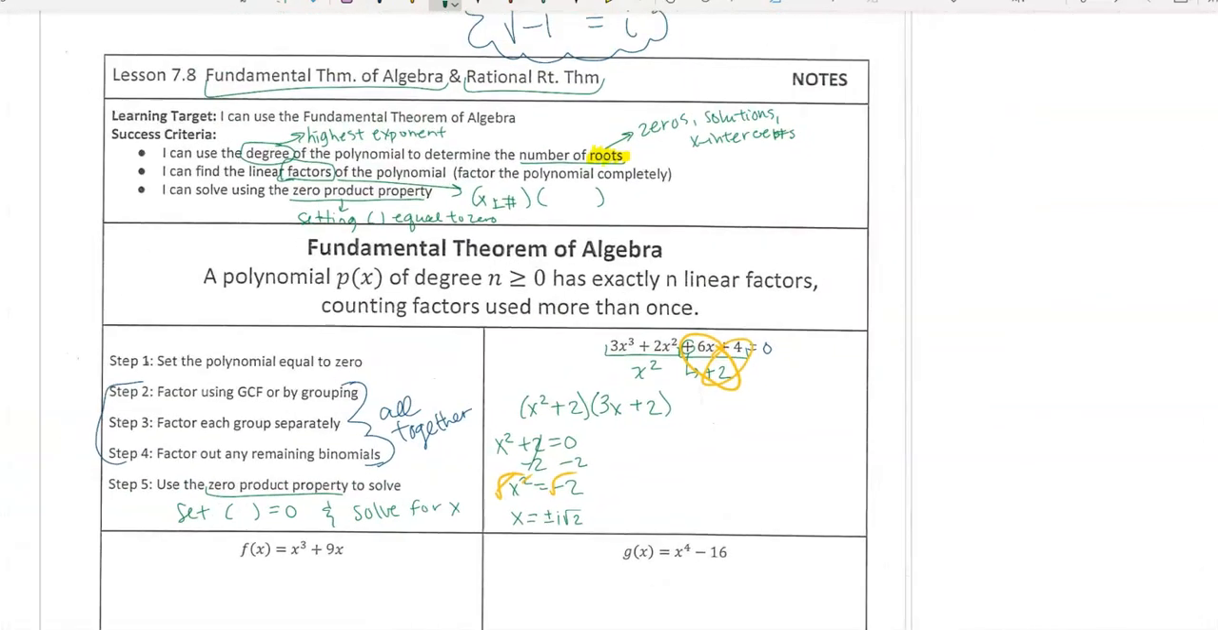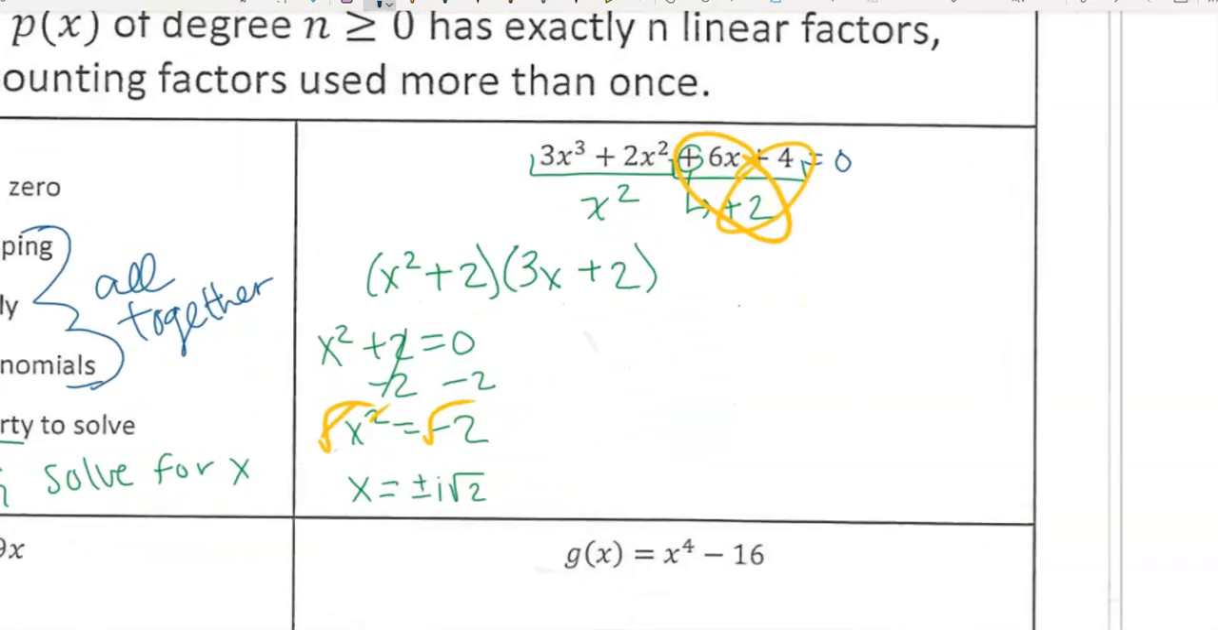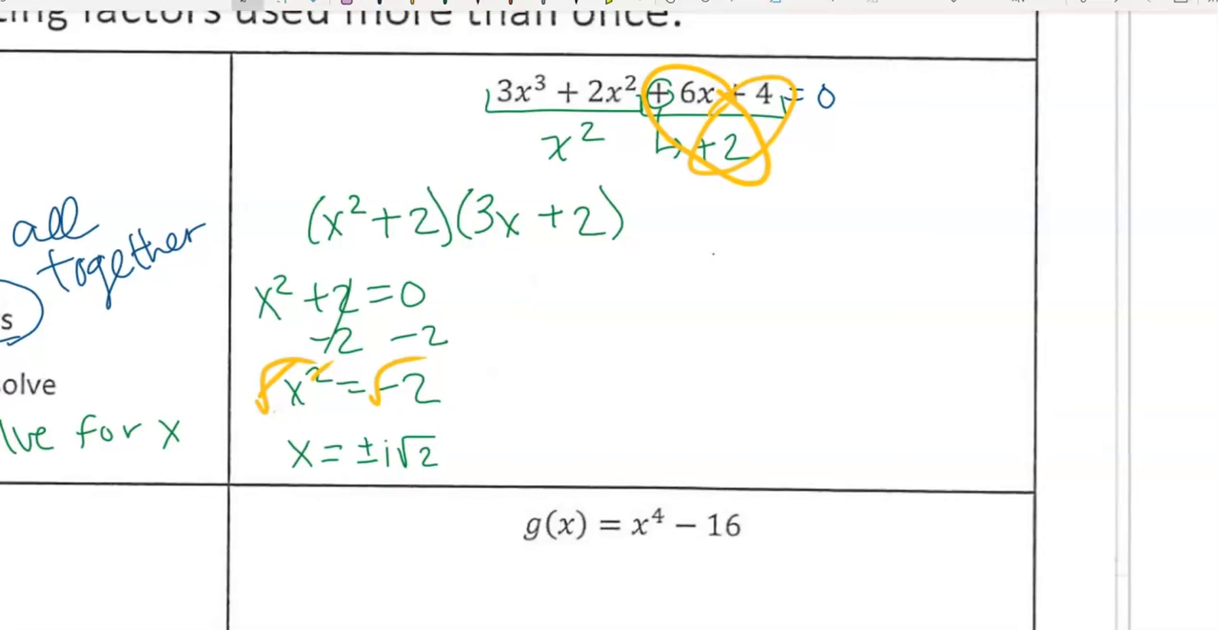We should also make a mental note on the top of our notes somewhere that the square root of a number gives you two solutions. It gives you a positive and a negative solution. So when we take the square root of 2, we mean the positive square root of 2 and the negative square root of 2. Now let's set the other parentheses, the other factor, equal to 0, and solve for x.